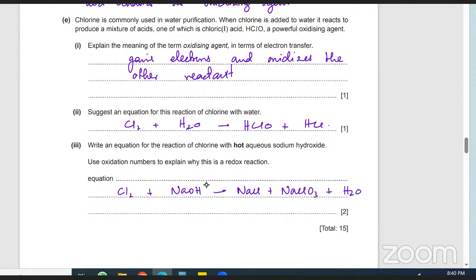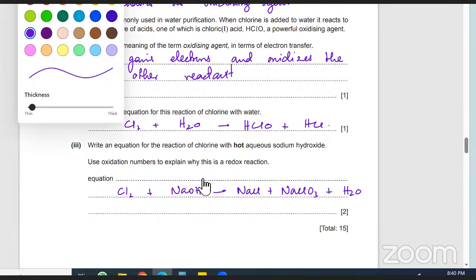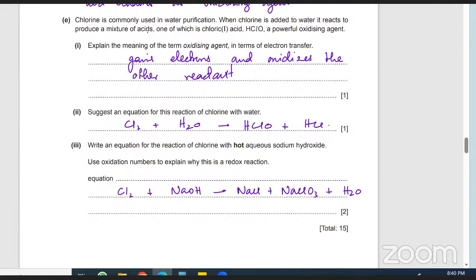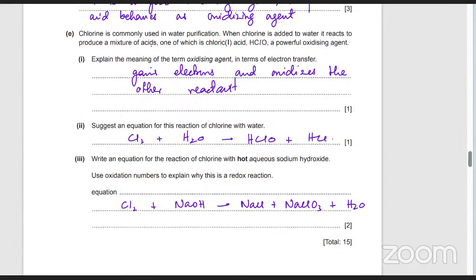So balancing this equation, any redox equation has to be balanced in a different way. So how would you balance this equation? If you don't remember, okay, what you're going to do is figure out the oxidation states first. Cl is 0 initially. Over here, Cl is -1. Here, what is Cl? What is the oxidation state of Cl in NaClO3? O is -2, Na is +1. So what is Cl over here?